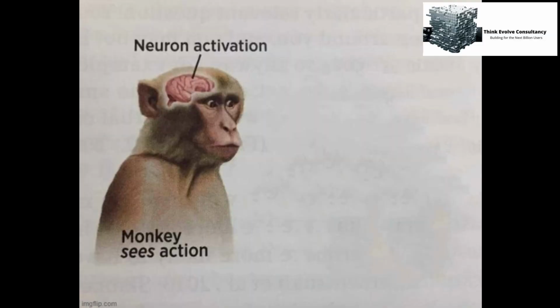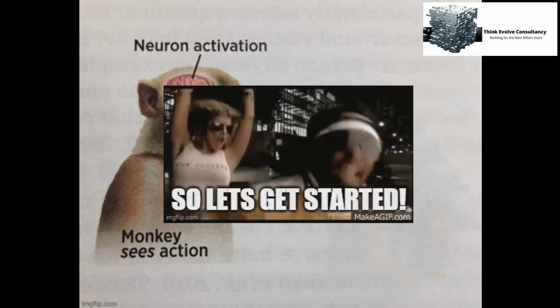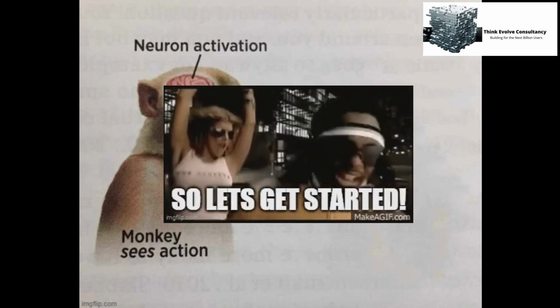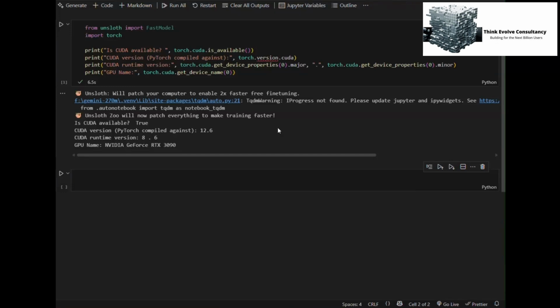Since our monkey brains have now been activated, let's start with the actual fine-tuning of the Gemma 270 million model. We first start by importing Unsloth and the FastModel function. We will also do the admin stuff of understanding what version of CUDA is installed and the GPU that we are using.